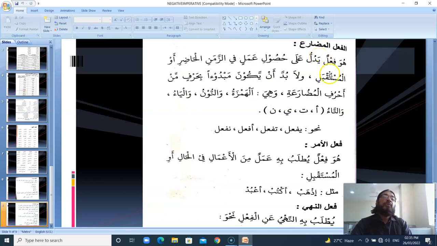الفعل المضارع هو فعل يدل على حصول عمل في الزمن الحاضر أو المستقبل، ولا بد أن يكون مبدوءا بحرف من أحرف المضارع وهي الهمزة والنون والياء والتاء. So what is mudari? What is present tense? Already it had been explained earlier. The indications of simple present are four: alif, ta, ya, nun. So in the beginning of the verb, if you see alif or ta or ya or nun, that means this is a simple present in Arabic.